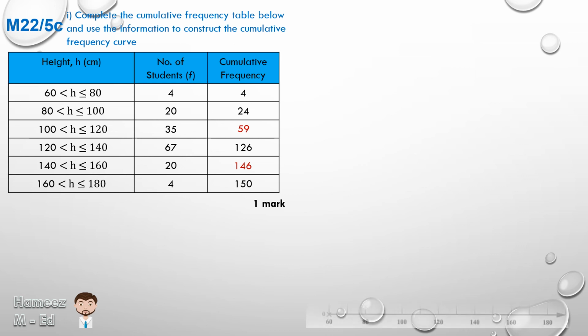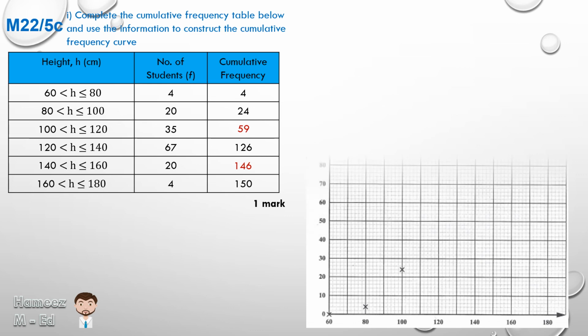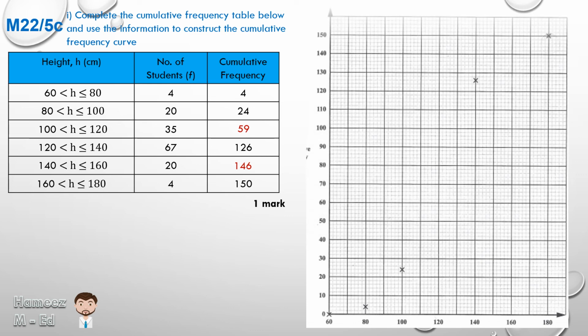Use your cumulative frequency curve to find part A, an estimate of the median height of the group of students. So let's bring up the cumulative frequency curve that they gave us in the exam. You'll notice that there are 5 points already plotted, and the 2 points which are missing are the 2 that we filled out in row 3 and row 5. Let's plot those points. So at 120, the cumulative frequency is 59, and at 160, the value will be 146. And now let's complete the curve.